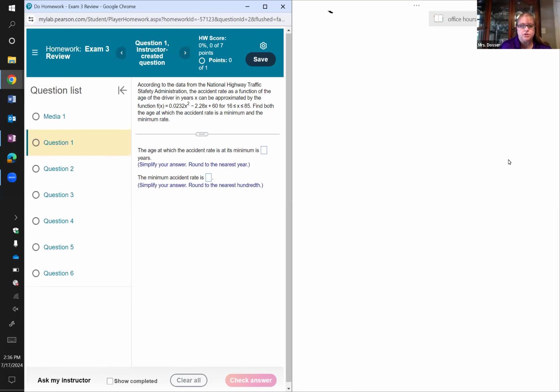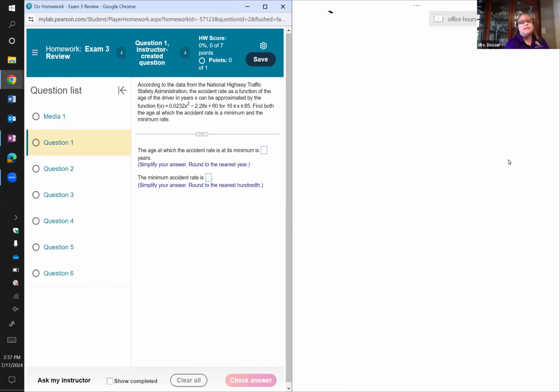According to data from the National Highway Traffic Safety Administration, the accident rate as a function of the age of the driver in years x can be approximated by the function f(x) = 0.0232x² − 2.28x + 60 for 16 ≤ x ≤ 85. Find both the age at which the accident rate is a minimum and the minimum rate.